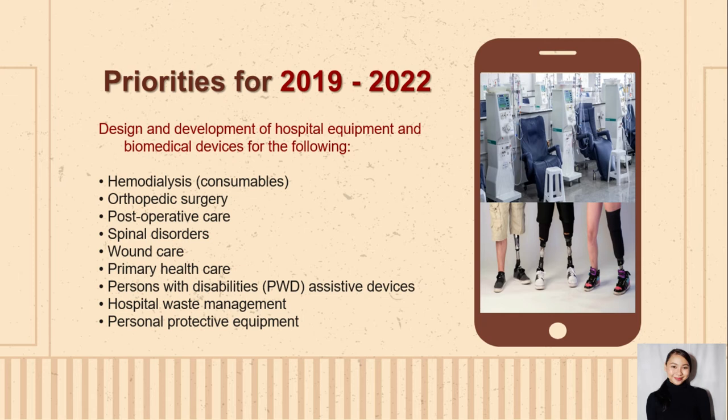The other priorities that they have for this year are the spinal disorders, wound care, primary health care, PWD or persons with disabilities, assistive devices, hospital waste management, and personal protective equipment. So these are the priorities for the year 2018 up until now for the hospital equipment and biomedical devices.